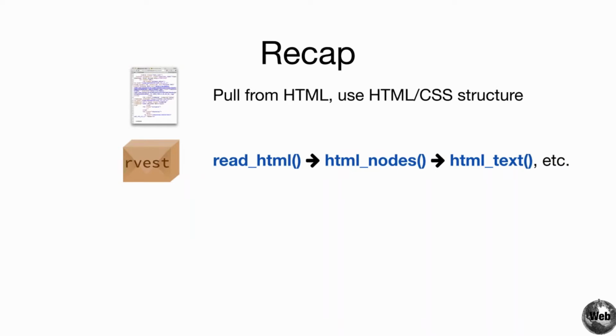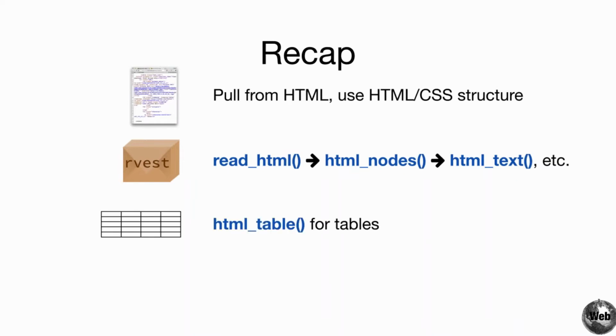The rvest package lets you enact this strategy. You download the data using read_html. This collects the entire website. You then pull out just the tags that you want using html_nodes and CSS selectors. You can use the Selector Gadget to get those selectors, but now I'm getting ahead of myself. Finally, once you have the nodes, you extract the content with the helper function, which is normally html_text.